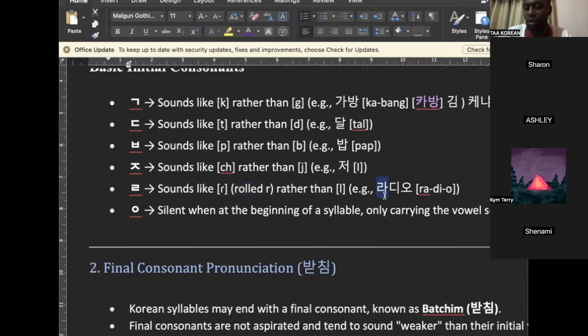A rolled R. It's not ladio with an L. It's not radio with a hard R. It's radio, radio, not radio, not ladio. It's somewhere in between that.